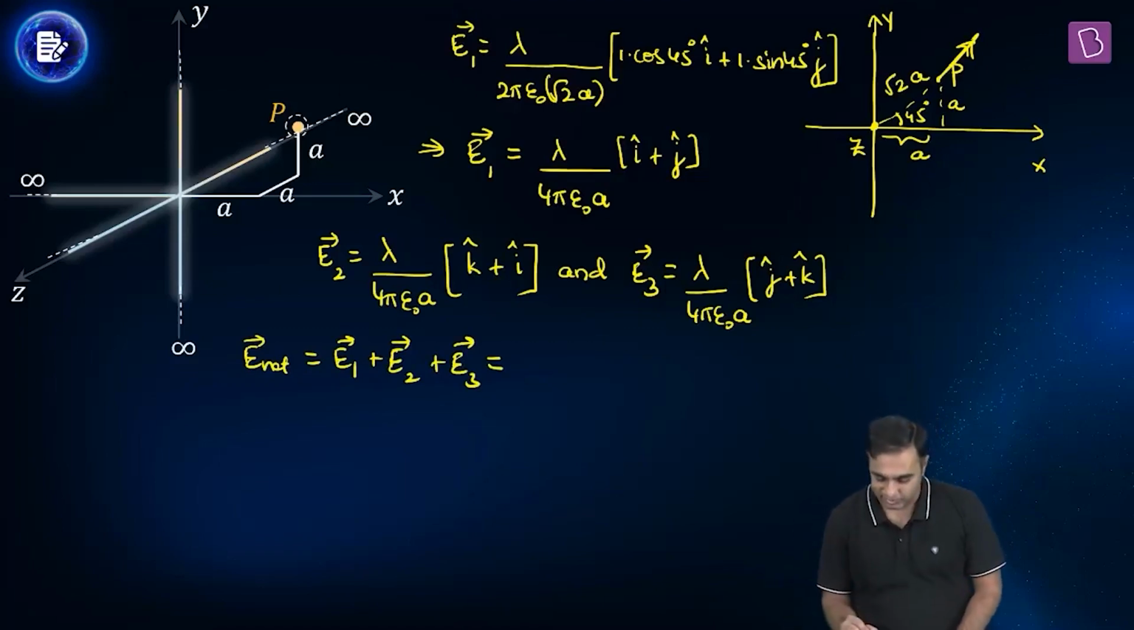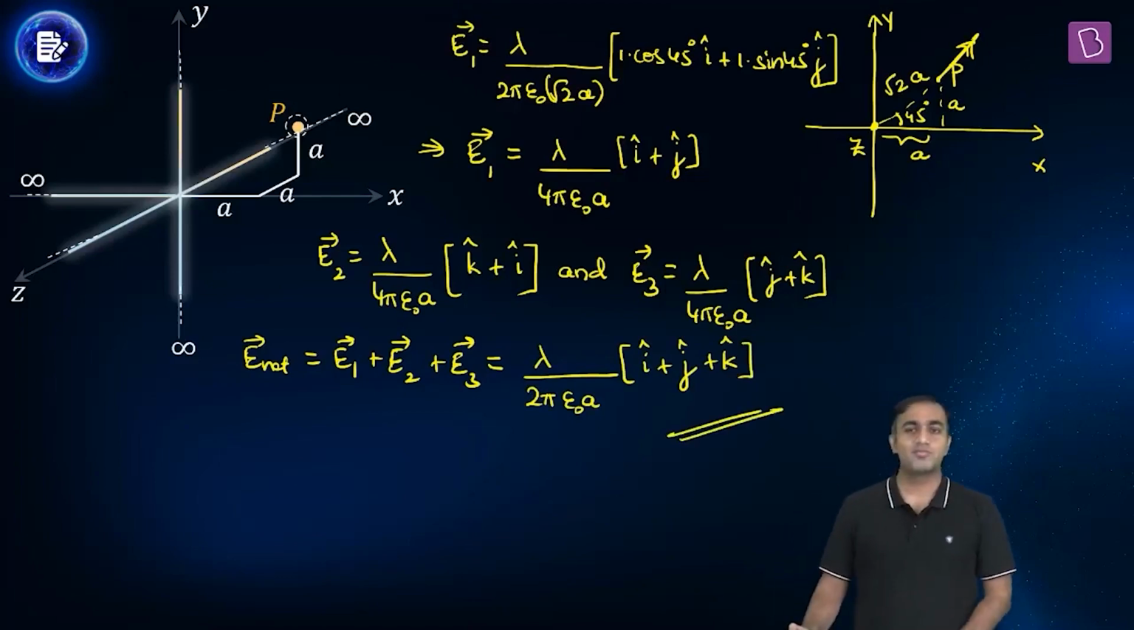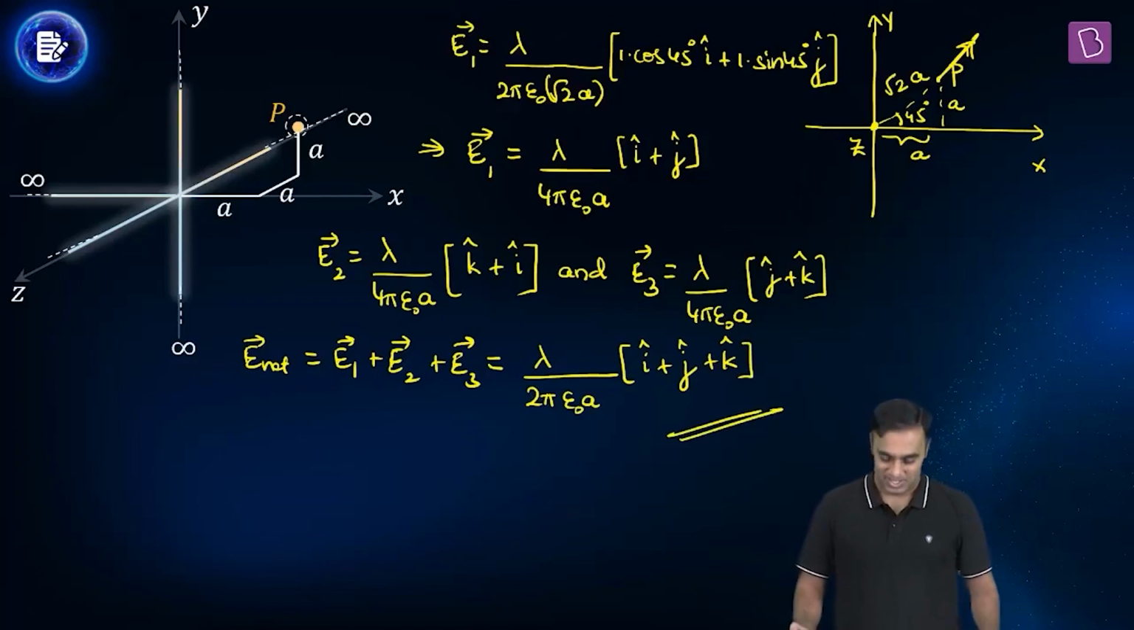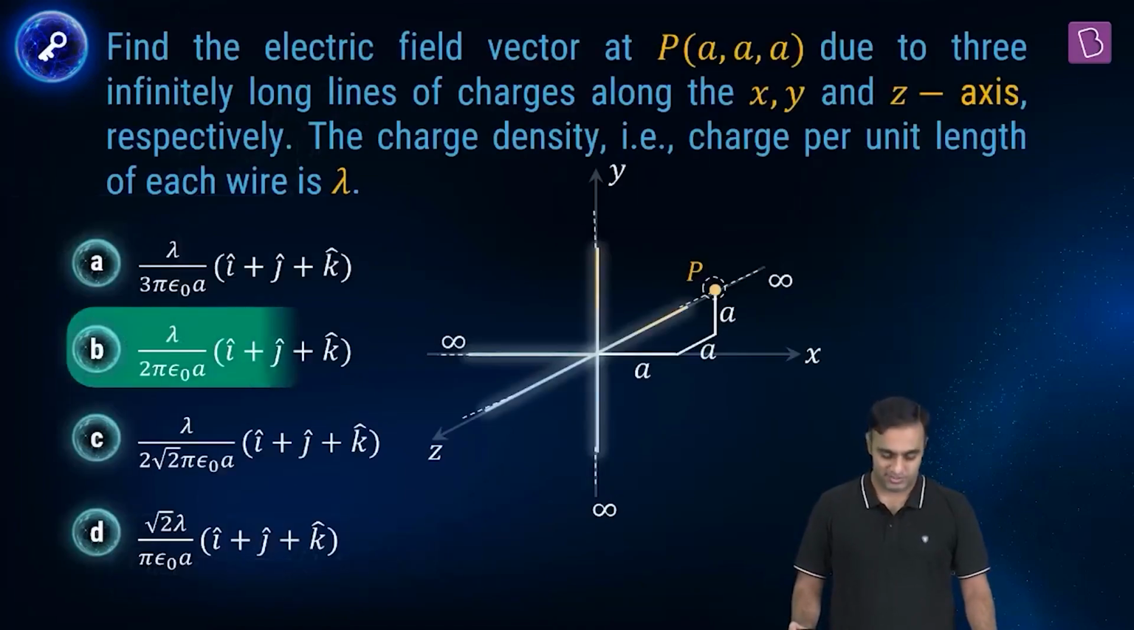Simplify this and you will get lambda divided by 2 pi epsilon naught A into i cap plus j cap plus k cap. Right? So, this is your final answer. Look at the options. The correct one turns out to be B.